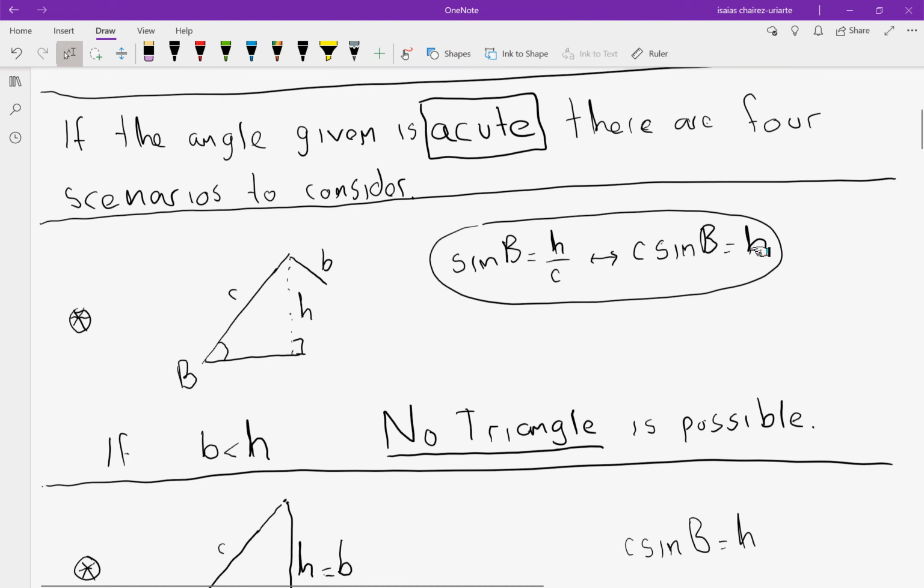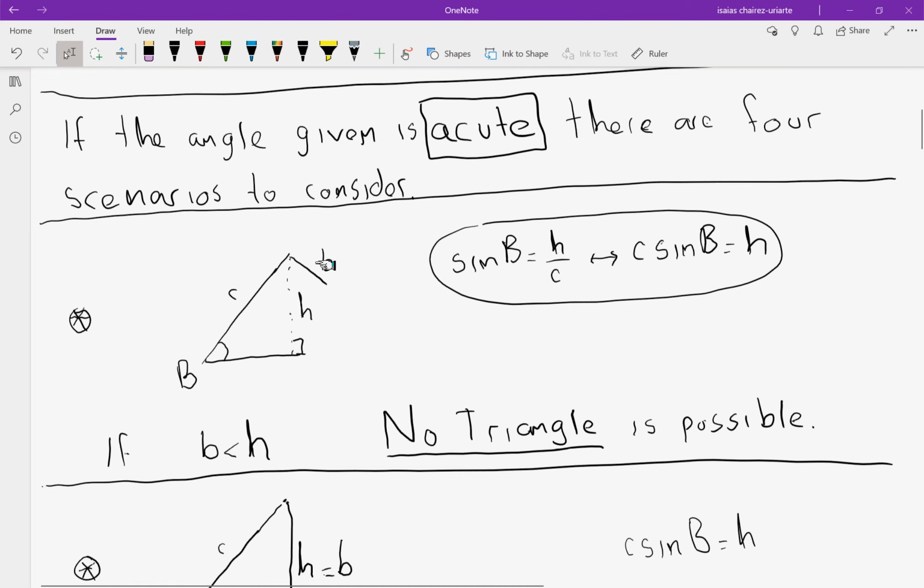You're going to want to be doing this quite a bit, so that's why I've circled it here. You might want to refer back to this. You're going to want to compute this height to determine how many possible triangles you can form. All right, so right now the angle that we were given is acute. We found the theoretic height of this triangle, and now we're going to have to do some comparisons of lengths.